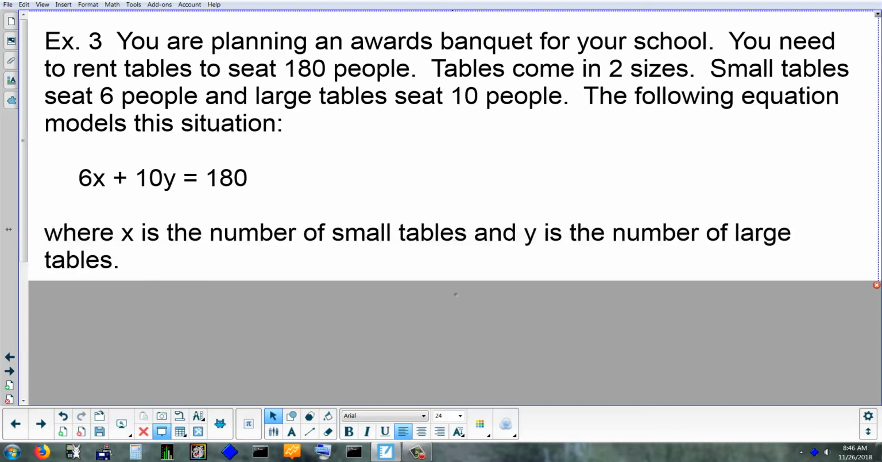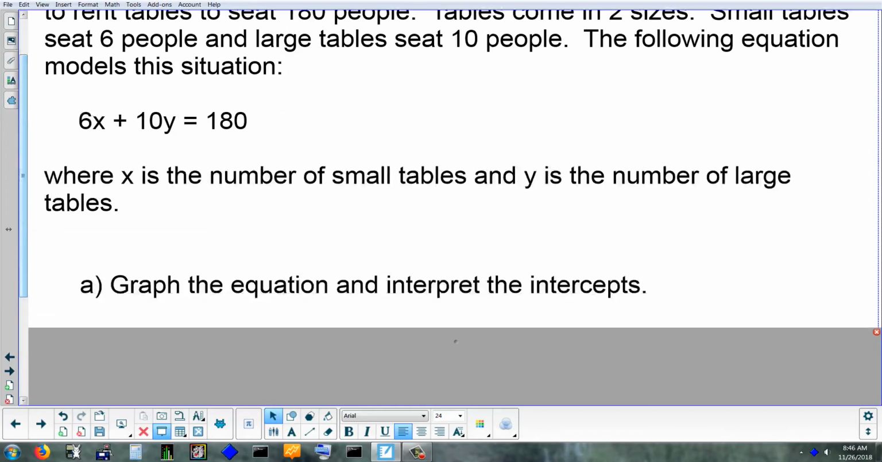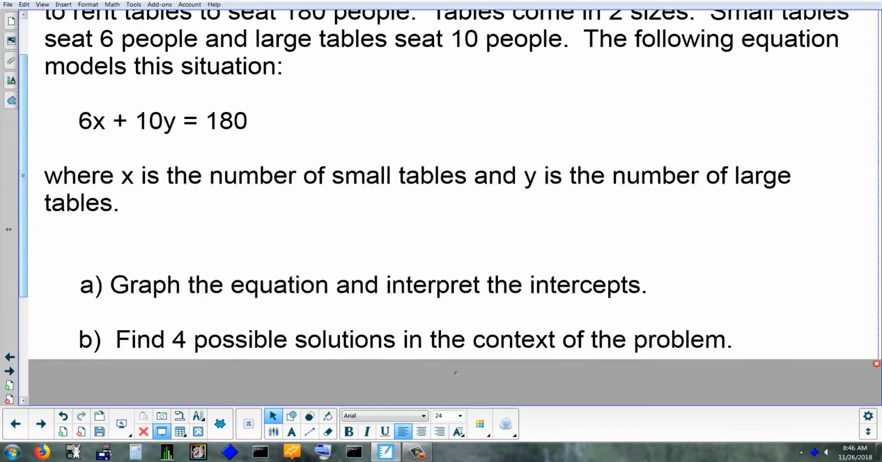Like we just talked about, x is the number of small tables, and y is the number of large tables. And you don't know how many you need. That's what we're trying to figure out right now. All right? So now, say it's just a word problem, but we're doing the exact same thing. It says graph the equation and interpret the intercepts.